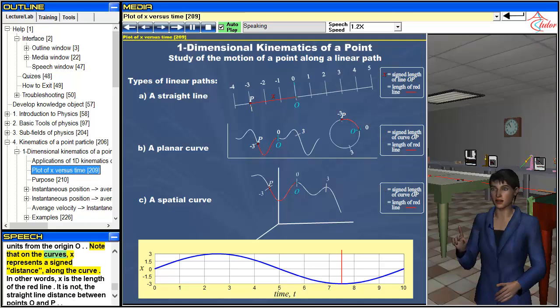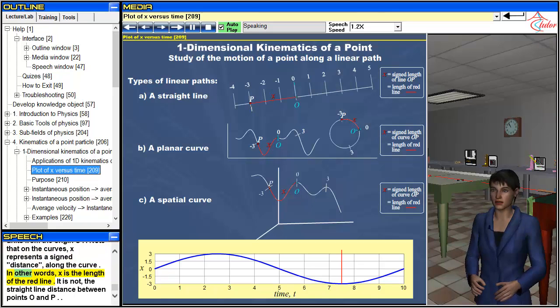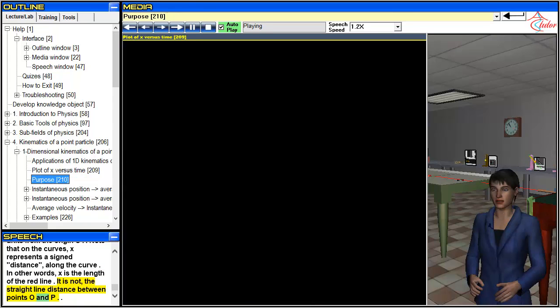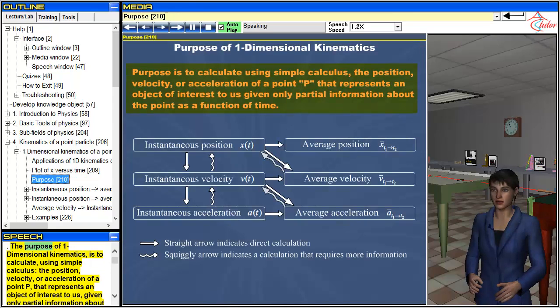Note that on the curves, x represents a signed distance along the curve. In other words, x is the length of the red line. It is not the straight line distance between points O and P. The purpose of one-dimensional kinematics is to calculate, using simple calculus, the position, velocity, or acceleration of a point P, that represents an object of interest to us, given only partial information about the point as a function of time.